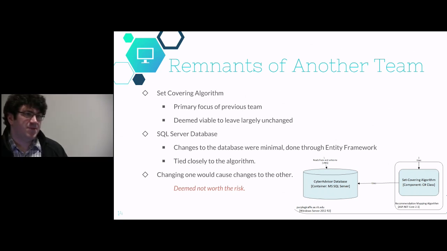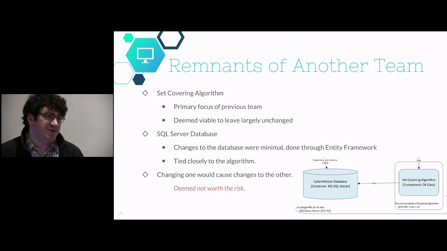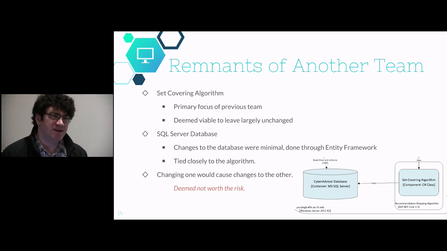So what did we get from the previous team? Right, this is the V2. We got a set covering algorithm. It was the primary focus of the previous team, and they did a pretty good job of it. We decided it was pretty much fine to leave it unchanged. That's the thing that takes in the user's questions and answers and spits out a set of results and recommendations for them on how they can improve their cybersecurity.